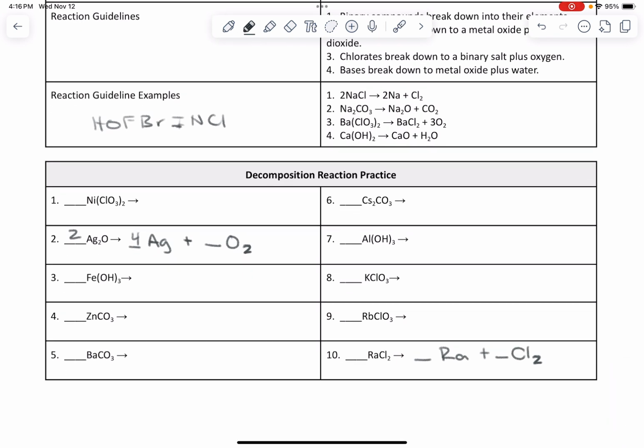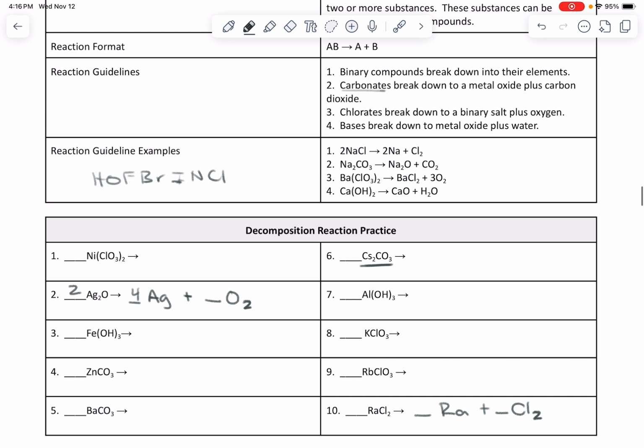All right, here's one right here, number 6. So we have cesium carbonate. So we are starting with carbonates, right? So this is going to break down into a metal oxide.